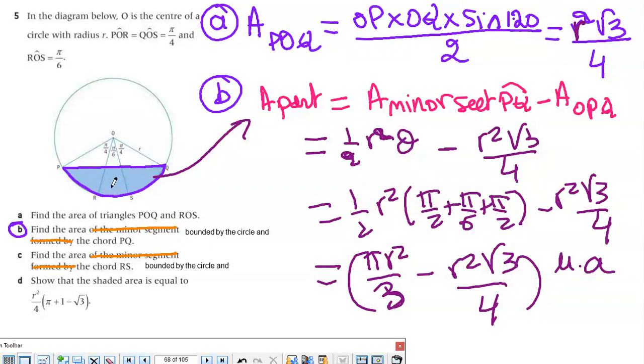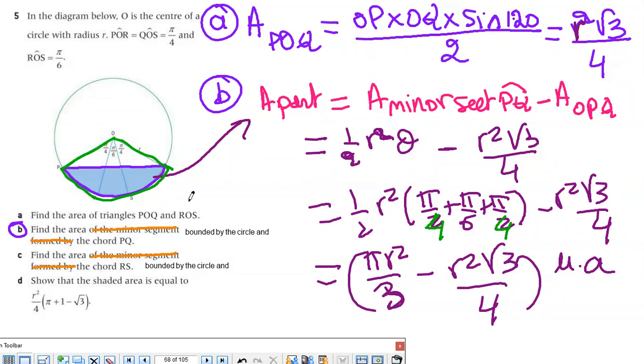To be able to find this part here, I need to find the area of all the sector here, the green one, minus the triangle, and this one will remain. So for the minor sector, we have the formula: half r squared theta. So it's half r squared and theta, the angle, is pi over 4 plus pi over 6 plus pi over 4. Oh my God, I wrote 4 pi over 2. I'm sorry, guys. Pi over 4 plus pi over 6 plus pi over 4.